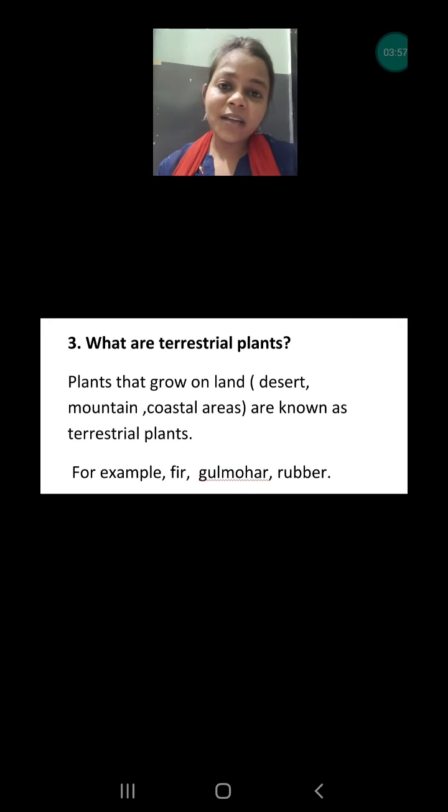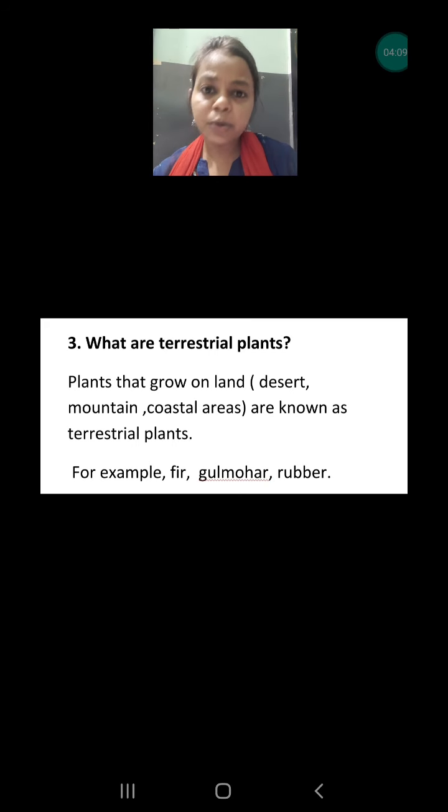Now the question is asking, on the basis of habitat, there are two categories, terrestrial and aquatic. So here you have to define the terrestrial plant. In the previous question I told you you don't have to define the terrestrial plant because it is only asking the name. But in this question you have to define the terrestrial plants. What are the terrestrial plants? Plants that grow on land.